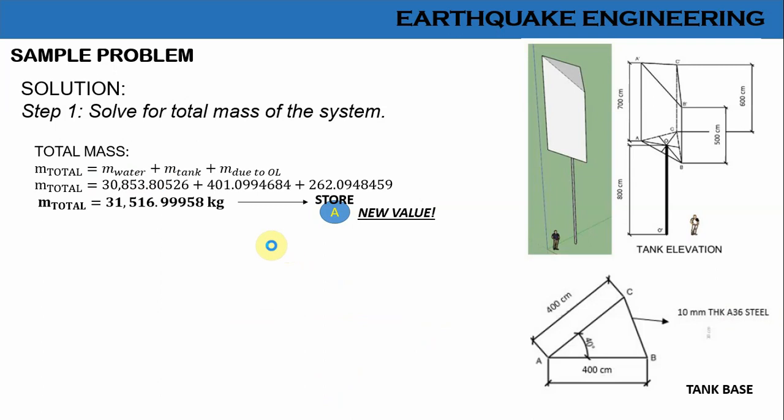Now, solve for the total mass of the system. It's just the mass of the water plus mass of the tank plus mass due to occupancy load. This is your letter A in the cycle plus B plus C. Add A plus B plus C. We have this total mass of 31,516.99958 kilograms. Now, store it in A again.